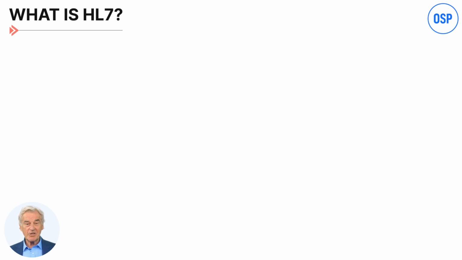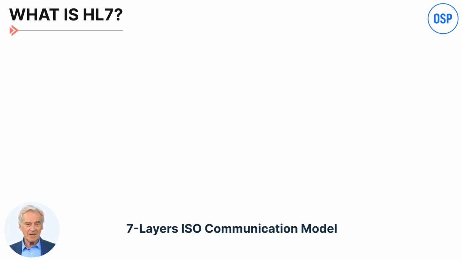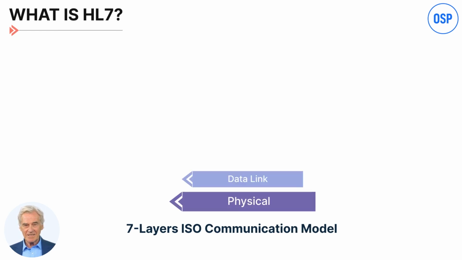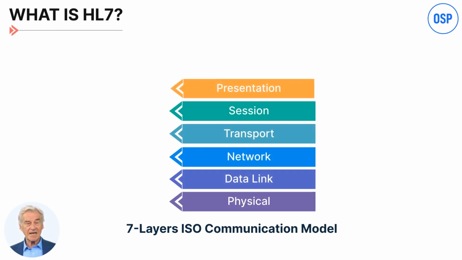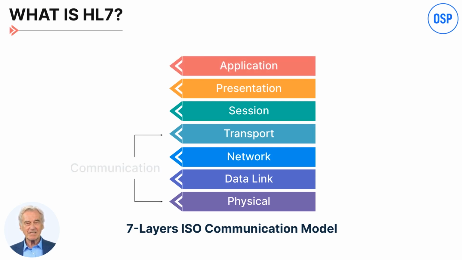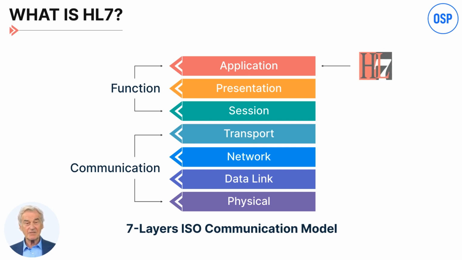Having said that, HL7 is a 7-layer ISO communication model, and the 7 layers include physical, data link, network, transport, session, presentation, and application. In short, the first 4 layers deal with communication, and the rest with function. Altogether, it's an engine that assures smooth transfer and retrieval of data. Today's healthcare software ecosystem needs HL7 standards, hence the HL7 integration.